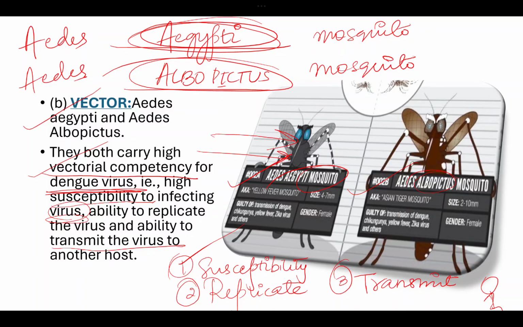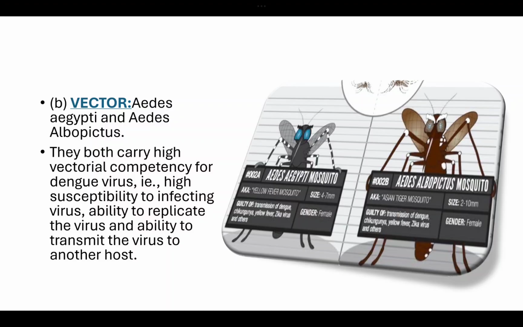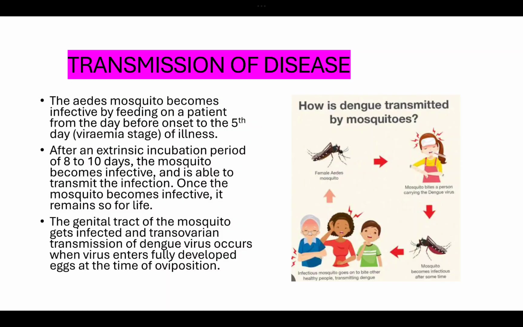Is it clear? So the agent factor, we discussed it. Now the vector, what is the vector here? Aedes aegypti mosquito and Aedes albopictus mosquito. They have a high vectorial competency for dengue virus, which means they have high susceptibility, their ability to replicate is high, and their ability to transmit the virus to another host is also high. Is it clear? Now we'll move further to the transmission of disease.